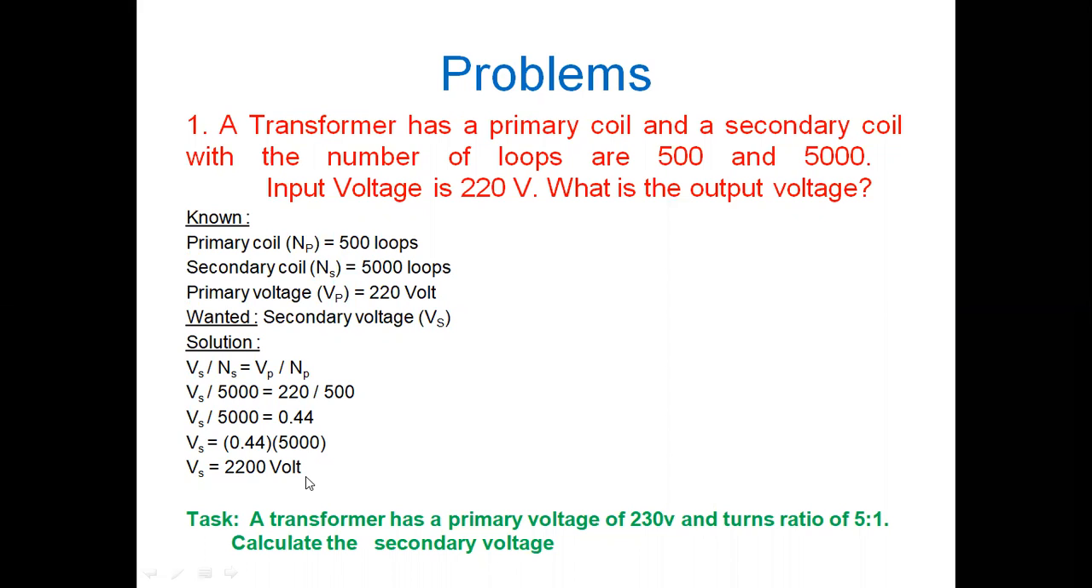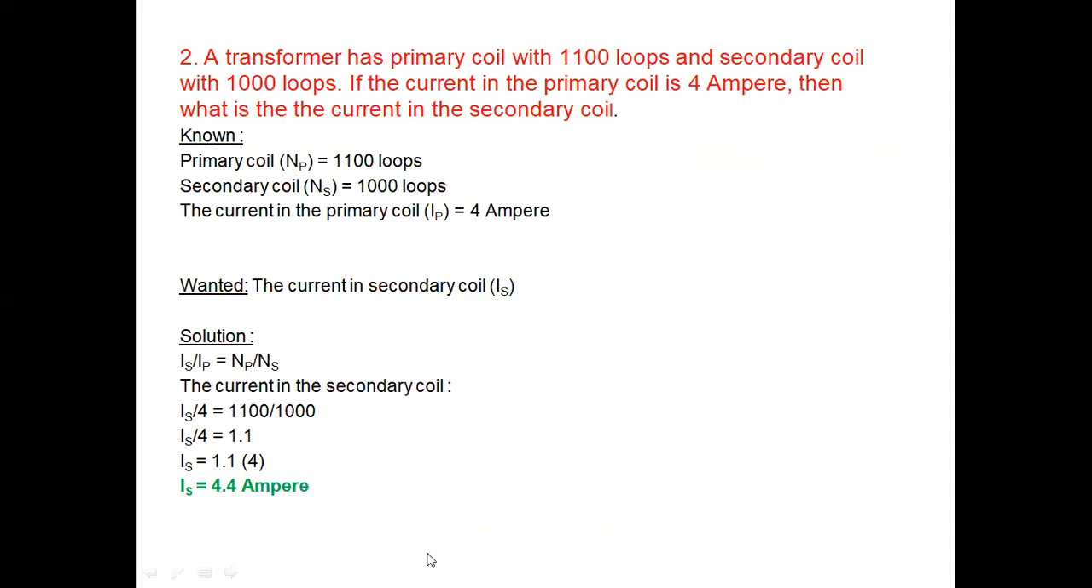Likewise, for other kinds of data, let's say which is specified in a task also: a transformer has primary voltage of 230 and turns ratio of 5:1, calculate secondary voltage. So using the same logic, one can find the answer for the given task. Same way, example number 2.